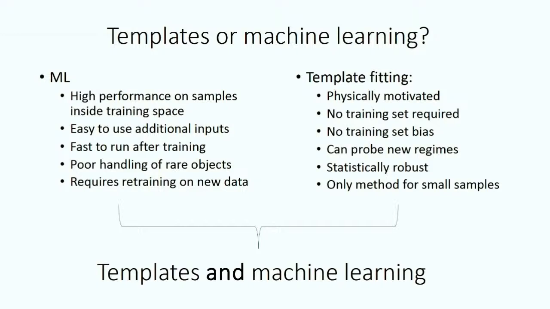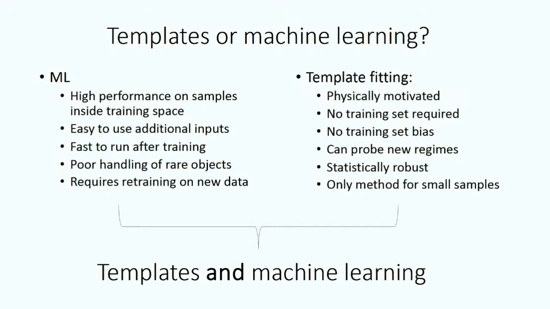And of course, we can probe new regimes. The best example of that is these high redshift objects in JWST. That's a real power. We're hoping to probe new regimes with LSST, so that's very important. Statistically robust. I think we understand the statistics. It's based on very well understood chi-square minimization, and we understand how that works. Whereas machine learning, of course, can be a bit of a black box.